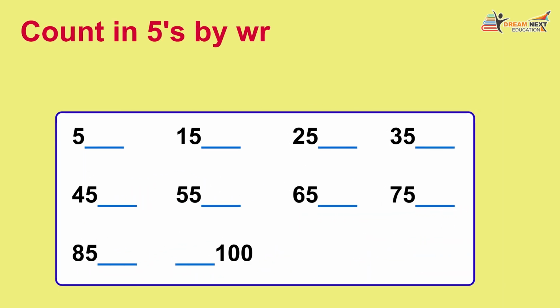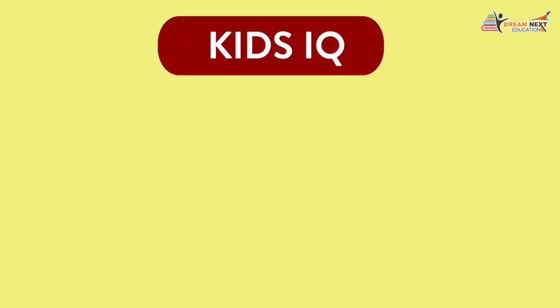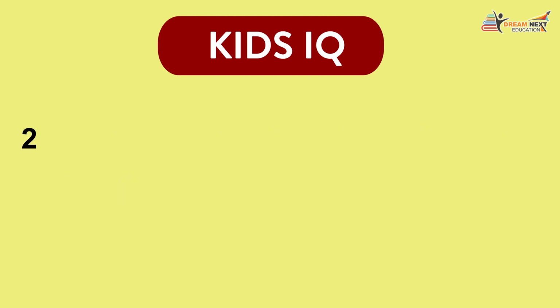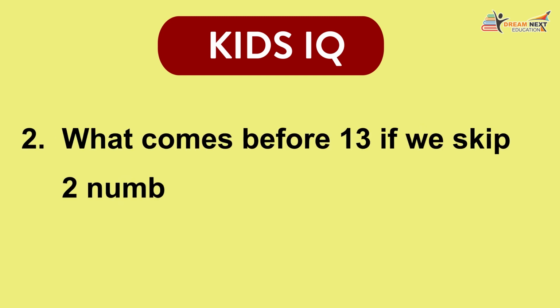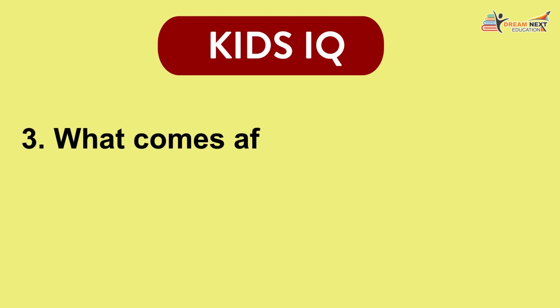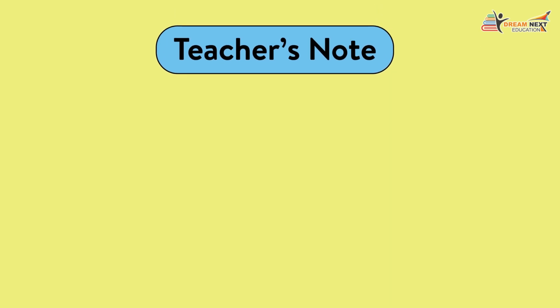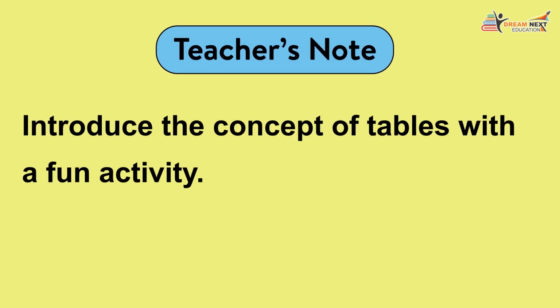Counting in fives by writing the numbers in boxes. Kids IQ. 1. What comes after 2 if we skip 1 digit? 2. What comes before 13 if we skip 2 numbers? 3. What comes after 5 if we skip 1 digit? Teacher's note: Introduce the concept of tables with a fun activity.